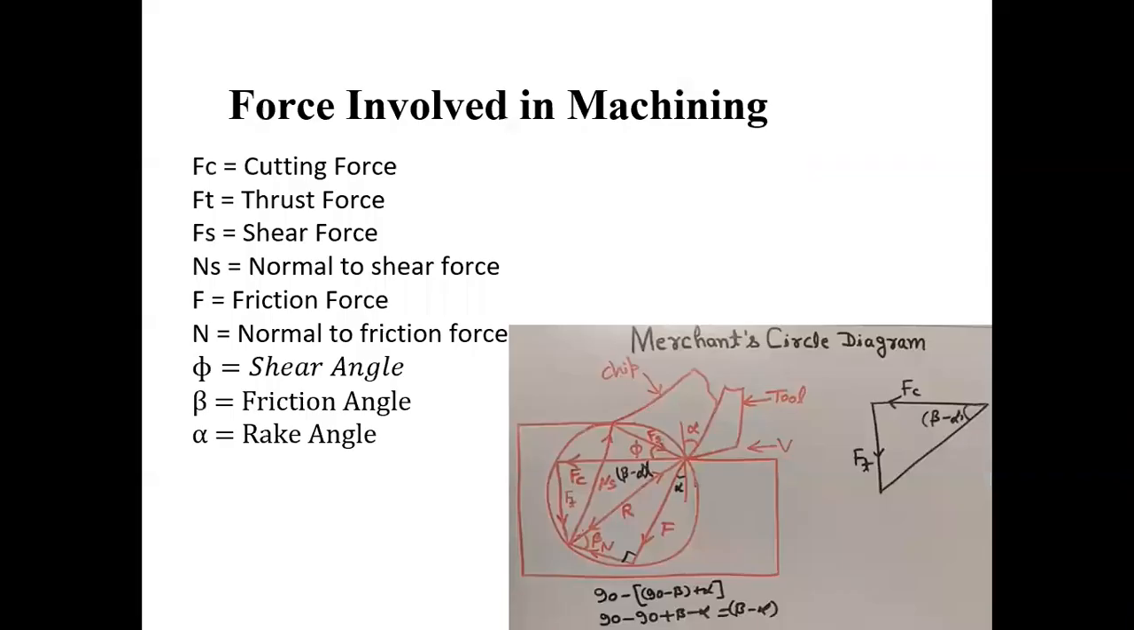Then again, the forces involved in machining: FC is the cutting force, FT the thrust force, FS the shearing force, and NS the normal associated with the shearing force. Another is F, the friction force, and the normal associated with the friction force is N. The shear angle is associated with the shear force upon the shear plane. Angle beta, the friction angle, is associated with the friction force, and angle alpha is the rake angle.